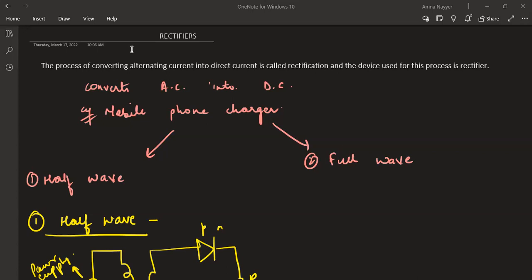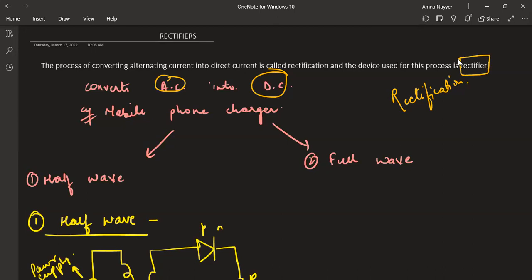Main important topics are PN junction that we discussed, and the types of semiconductors, intrinsic, extrinsic, N-type, P-type; those are very important. So what are rectifiers? The process of converting AC into DC, alternating current into direct current, is known as rectification. And the device that is used is known as a rectifier.